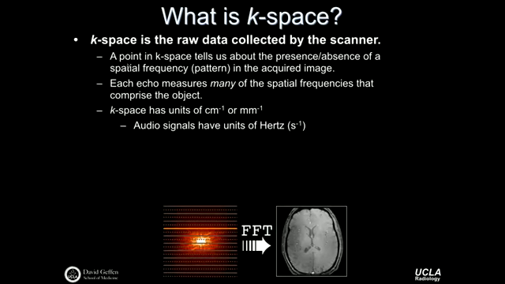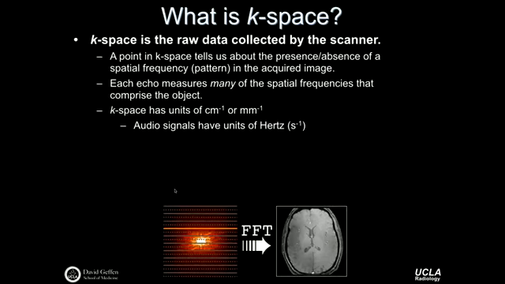A single point in k-space, I like saying it this way, tells us about the presence or absence of a spatial frequency or a pattern in the acquired image. So when we talk about things being bright in the middle of k-space and not as bright out at the edges, it's telling us about the magnitude of that spatial frequency pattern. We have a lot of it in our object, or we don't have very much of it in our object. And a little bit magically, this is all thanks to Fourier, the right combination of all those spatial frequencies actually is representative analytically of the underlying object itself.